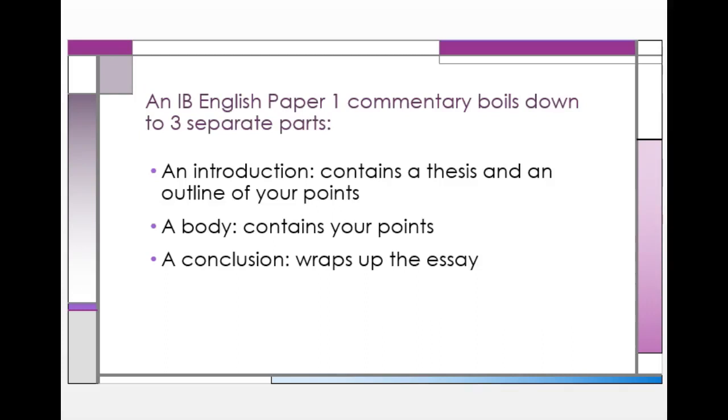So, an IB English 1, Paper 1 commentary boils down to 3 separate parts. An introduction, including your thesis and the outline of your points. Then your body paragraphs, which contain and break down all of those different points. I know it says a body, but you need to be thinking body paragraphs. It could be 2 body paragraphs, 3, 4, depending on how you're able to flesh out your ideas. And then a conclusion that wraps up the essay.